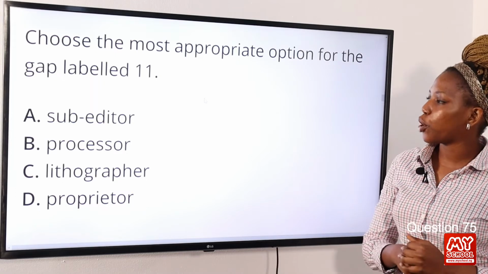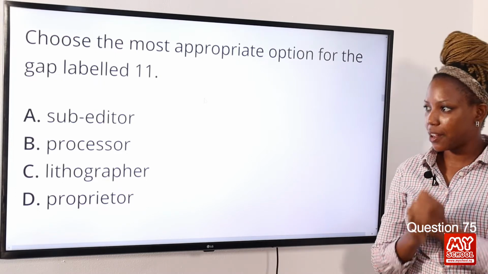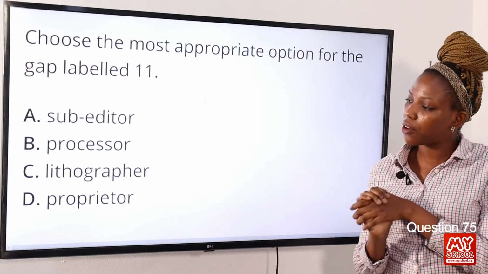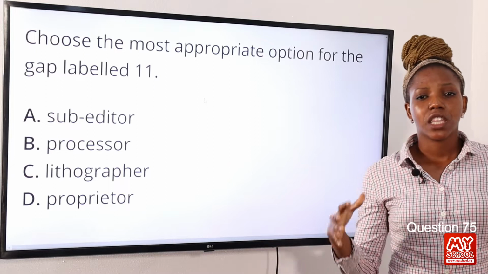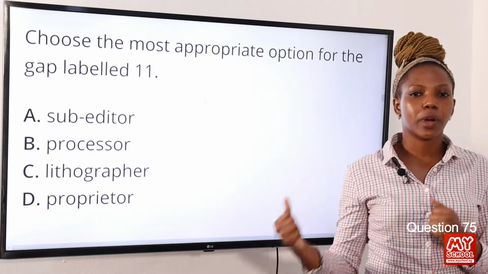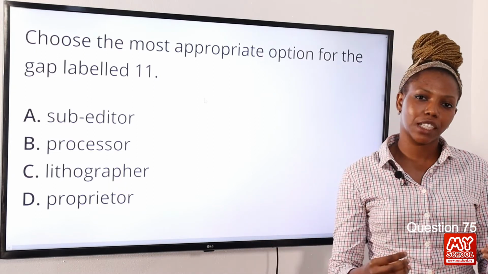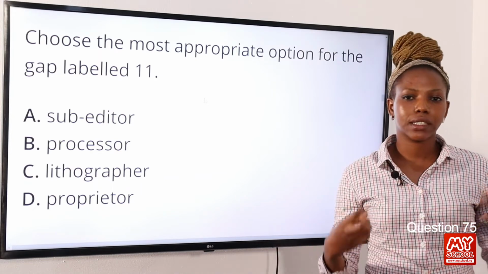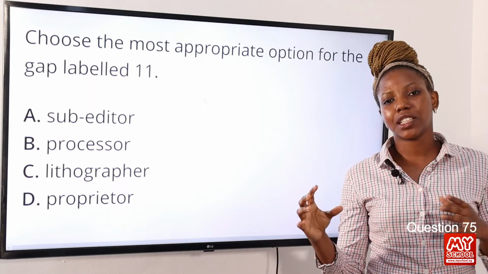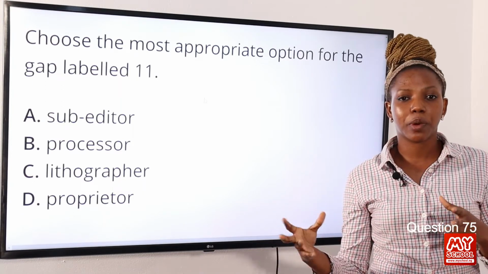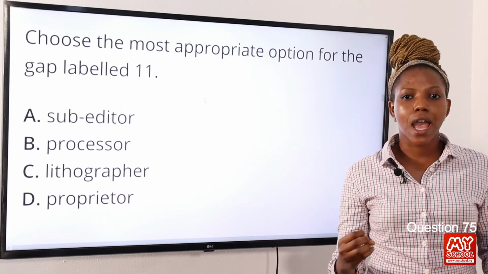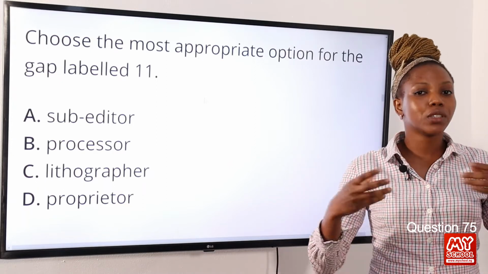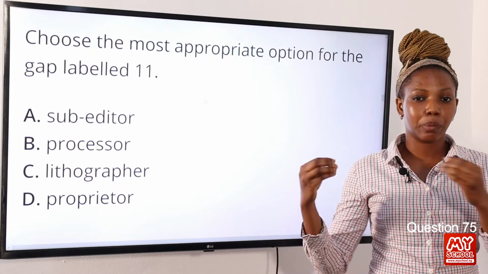Choose the most appropriate option for the gap labeled 11. Option A, sub-editor, option B, processor, option C, lithographer, option D, proprietor. Now the answer to this question is option D, proprietor. When you read this passage, you get the feel that it is talking about broadcast, newspaper, editing, and all of that. And then the first sentence begins with starting up a newspaper involving a lot of people. And this gap should represent someone who owns a business as implied in the passage.